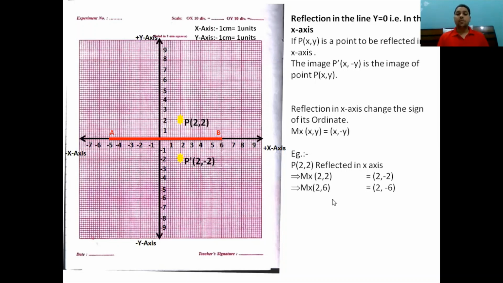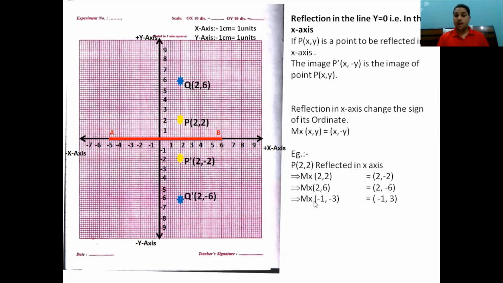Similarly, we have point Q here, (2, 6). So it is at a distance of 6 centimeters here. So the image will be on the opposite side here. It will be equal, 1, 2, 3, 4, 5 and 6. So the location will be here. This is a reflection in your x-axis.